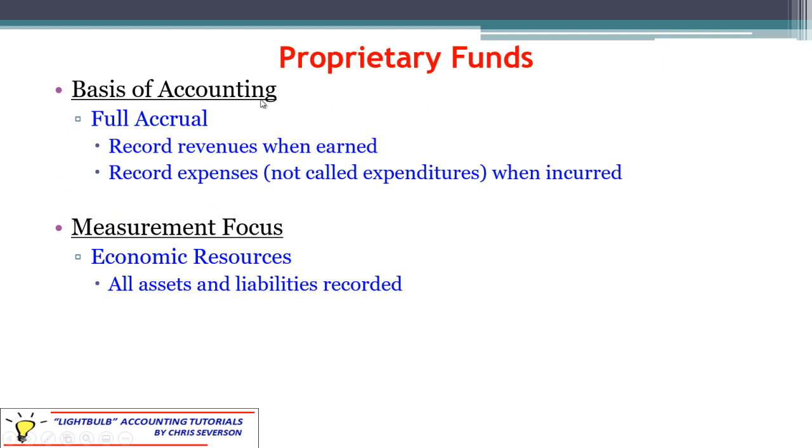But first, let's look at the basis of accounting and the measurement focus. The basis of accounting is full accrual. So now we're back to what we should be familiar with from financial accounting. It's using the full accrual method. We record revenues when they're earned. We no longer have that whole availability criterion to worry about. And we now refer back to expenses again instead of just expenditures. And we record them when they're incurred. So this should all look familiar. Measurement focus is the same as what we'd see in a for-profit firm. It's called the economic resources measurement method, which means that we record all assets and liabilities.